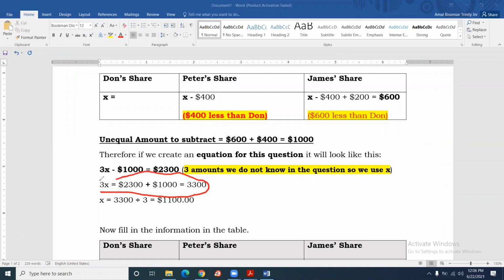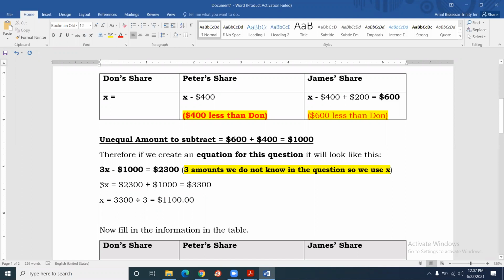If the 3 X's, which I have 1, 2, 3 X's, minus 1,000, because I have to take out 600 and 400, I have to take out 1,000, is 2,300. Then in order to do the opposite here, instead of subtracting, I'm going to add. So I will add the 1,000. When I add the 1,000, I'm going to end up with 3,300. So let me put that dollar sign there.